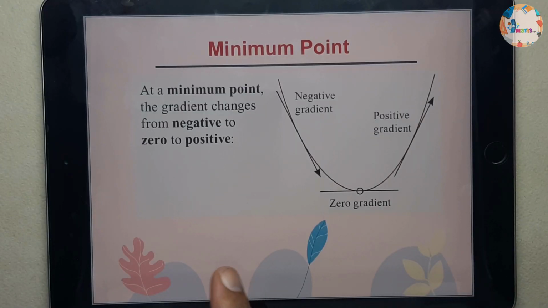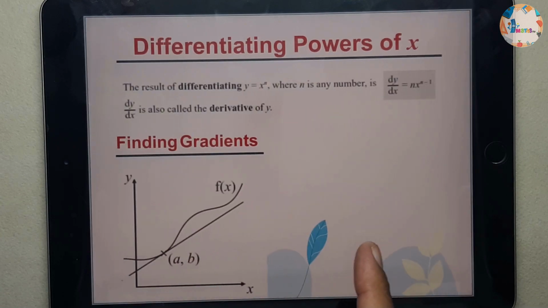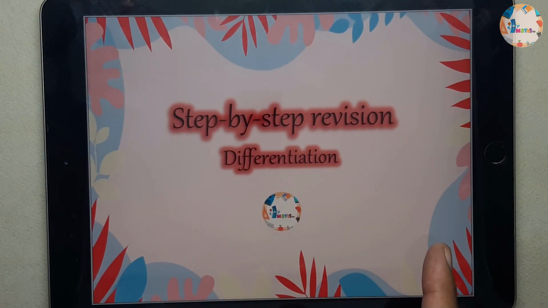So in this video we have covered maximum and minimum points, and I have tried to explain it in detail. Hopefully you understood everything. This was part 2.